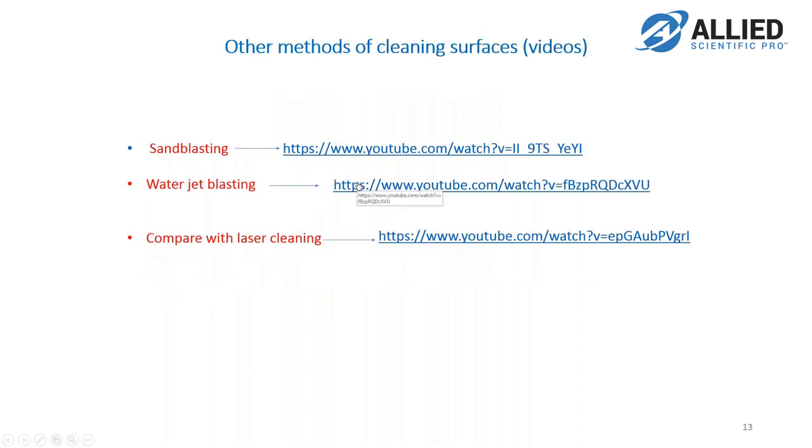So let's look at three videos that compare sandblasting, water jet blasting, and laser cleaning. This is from a surface of a ship where they're cleaning basically paint. They're trying to remove the paint to put another layer of paint. So let's see how each one of them work. Here's sandblasting. Let's look at it.